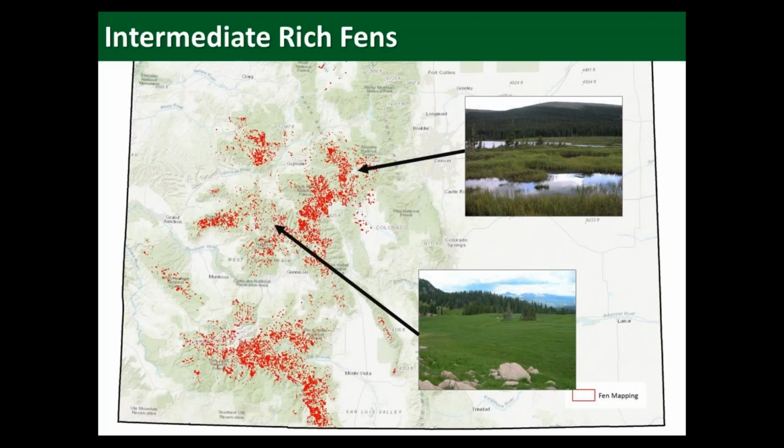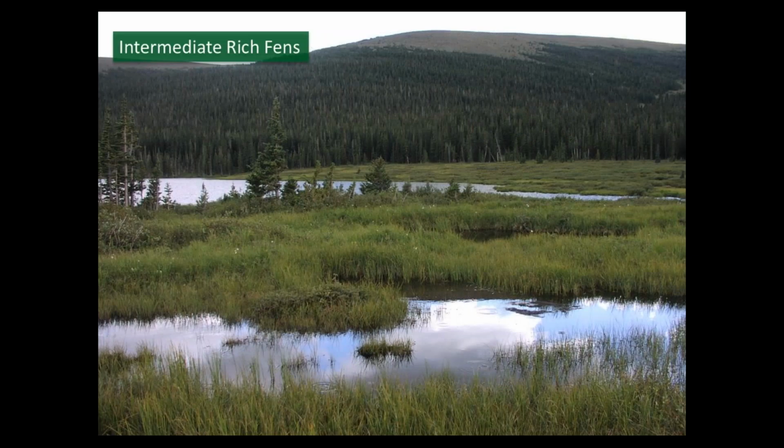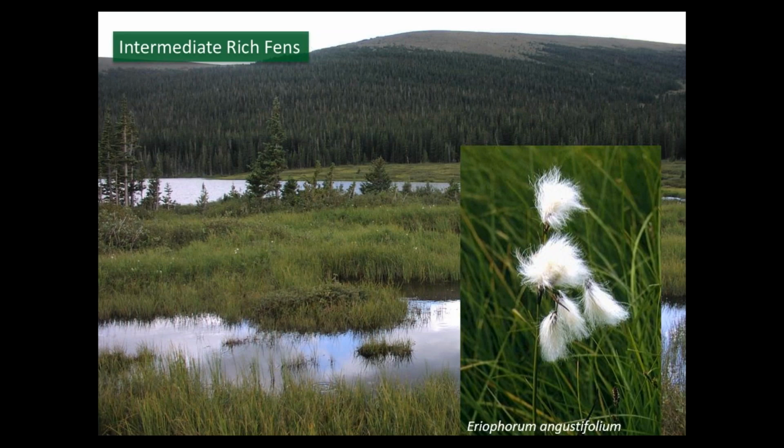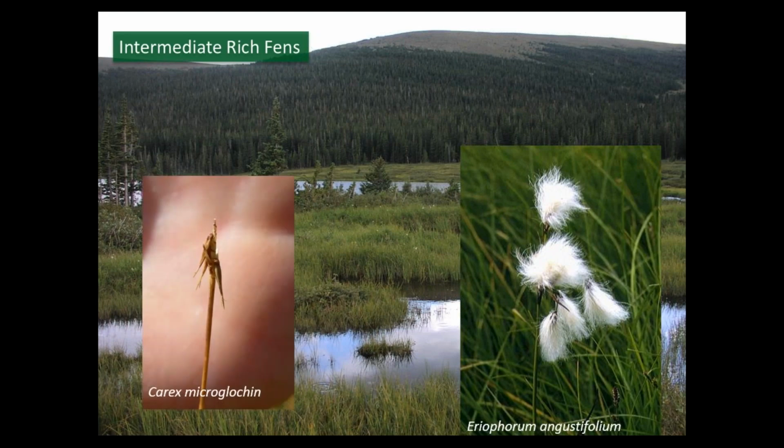For the next few slides, I want to show you some images of Colorado's fens along this poor to rich gradient. Intermediate fens, as I said, are most common and are found throughout Colorado's mountains. Here is a lovely intermediate rich fen in the mountains outside of Boulder, Colorado, with open pools and a variety of shrubs, sedges, and a bit of trees within the fen. Of note, this site contained cotton grass, Eriophorum angustifolium, as well as Carex microglochin.